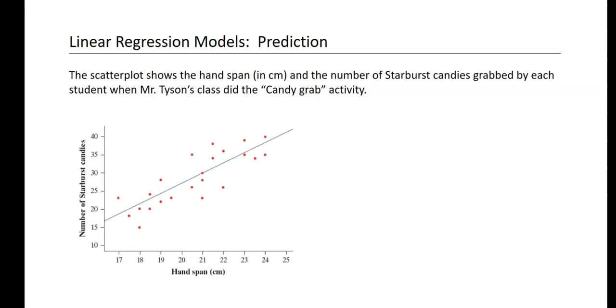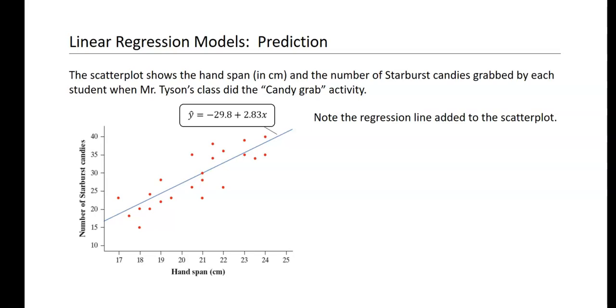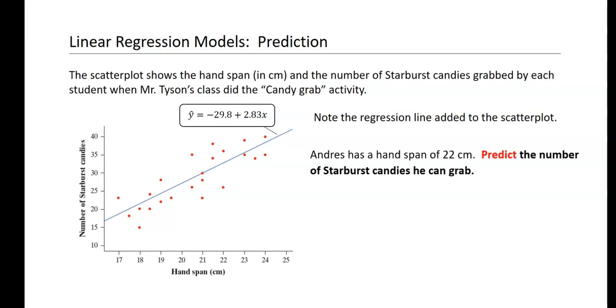Okay, so here was the data from the candy grab activity. We added the regression line to the scatter plot. So you can see it has a positive slope. There's the equation for that. Again, I would prefer you to write number of starburst with a hat on it for predicted number of starburst, instead of X, write handspan in parentheses. But that's okay. They wrote it like that.